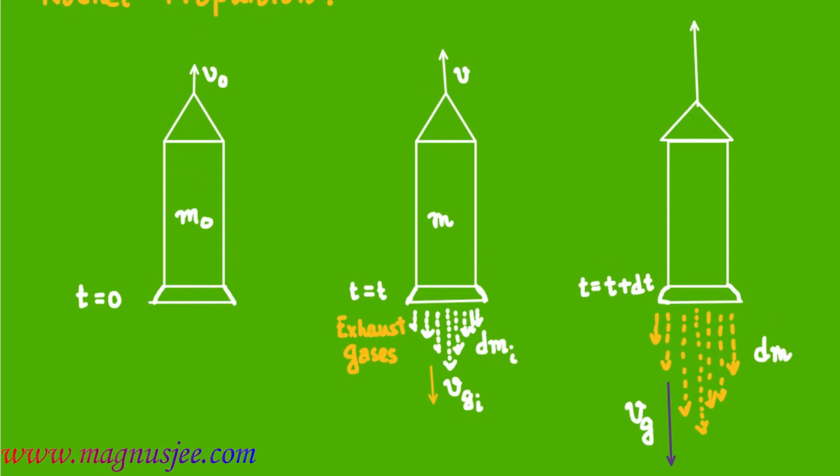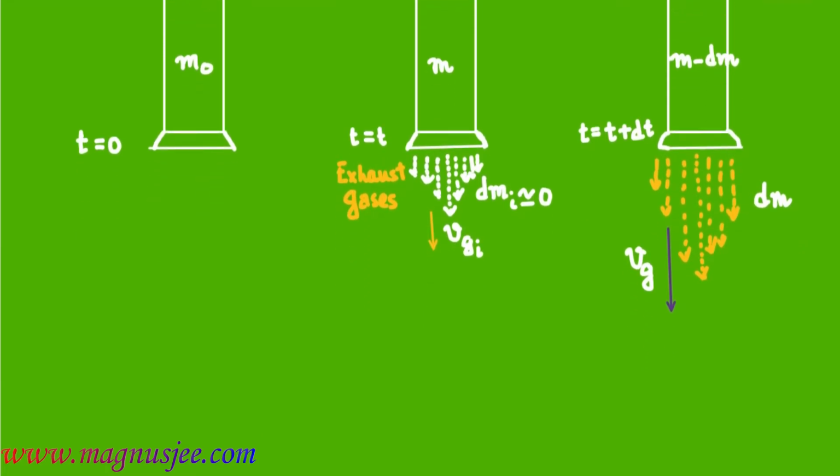The rocket moves with greater velocity v plus dv, and the mass of the rocket decreases to m minus dm. Also at instant t equal to t, dmi will be approximately equal to 0 because only a small amount of exhaust gases are ejected from the rocket at instant t equal to t.